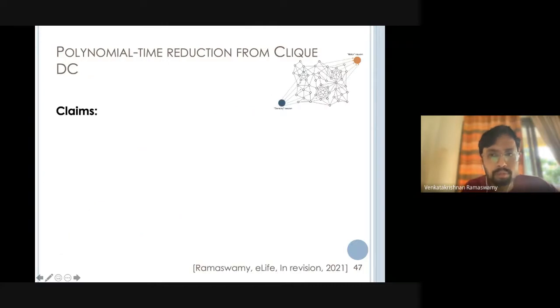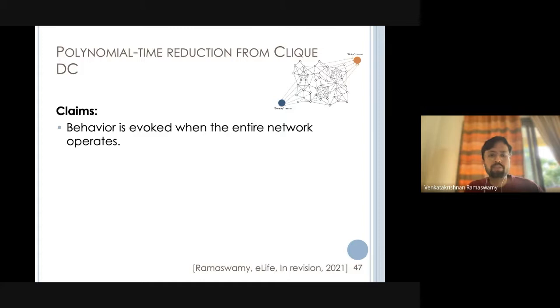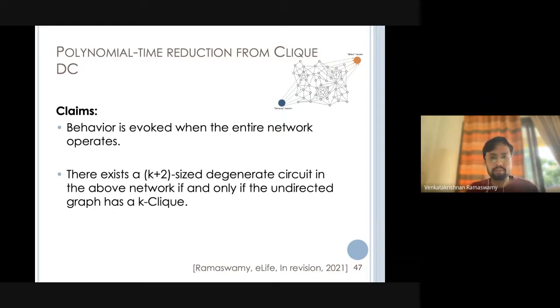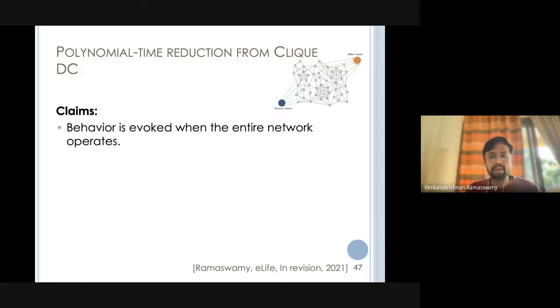Right? So this neural circuit will have the following properties. So the behavior is evoked. So the motor neuron firing signals the performance of the behavior. So behavior is evoked when the entire network operates, right? And the way this will work is that when the sensory neuron fires a single spike, ultimately the motor neuron will fire a single spike, right?